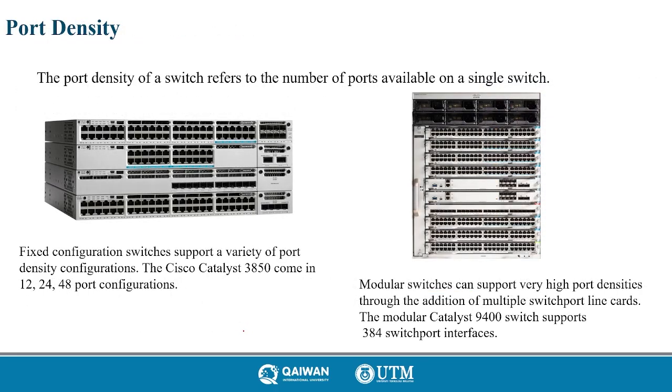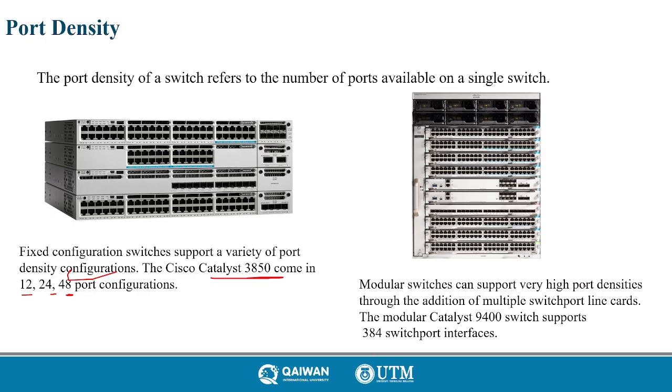Now, port density. Port density means whether that switch has a lot of ports or not. Port density refers to the number of ports available on a single switch. Now you see this switch has a lot of ports, and maybe other ones might have 16 or 24 ports. So fixed configuration switches support a variety of port density configurations. Cisco Catalyst 3850 comes with 12, 24, or 48 port configurations. So if you bought a Cisco Catalyst 3850, you may have 12, 24, or 48 ports.